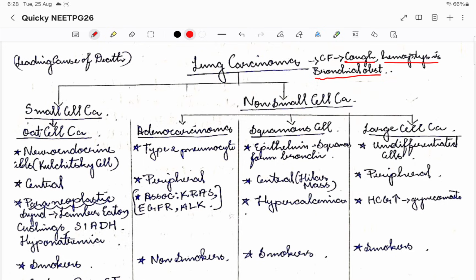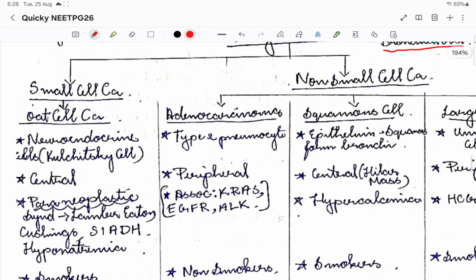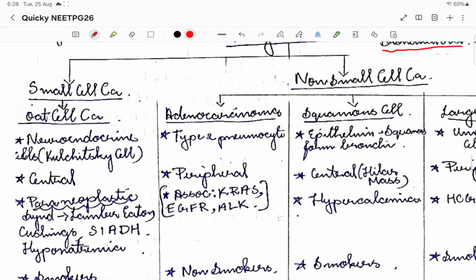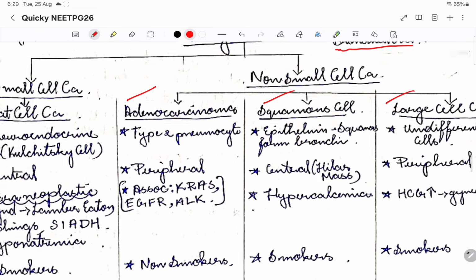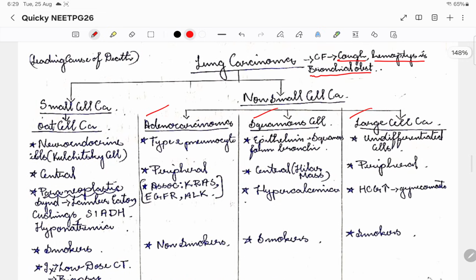Okay, so lung carcinoma, as I told you, can be divided into small cell carcinoma and non-small cell carcinoma. Small cell carcinoma is also called oat cell carcinoma. In non-small cell carcinoma, there are three types: adenocarcinoma, squamous cell carcinoma, and large cell carcinoma. The names have been given based on the structure that these cancers arise from.